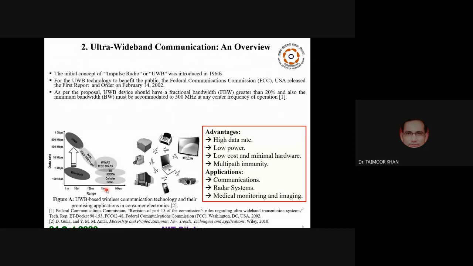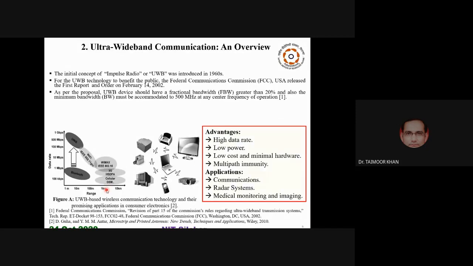Ultra wideband communication came into existence initially in the 1960s, but at that period of time it was used only for radar applications in some defense sectors. But in 2002, the Federal Communications Commission USA released an unlicensed band of 3.1 to 10.6 gigahertz for free use or unlicensed application.